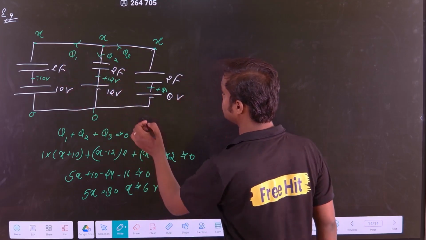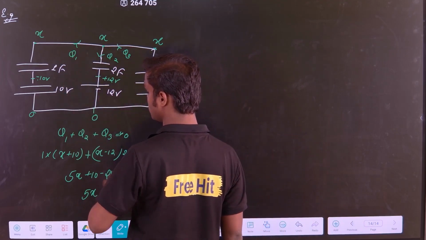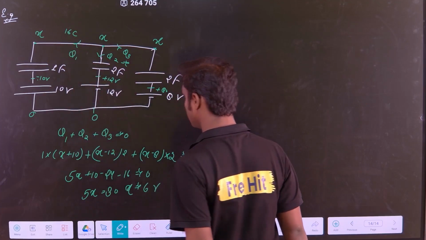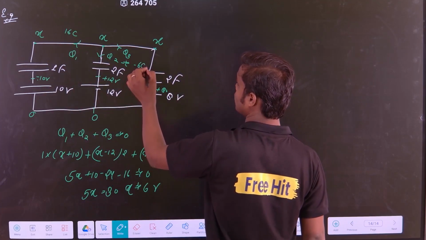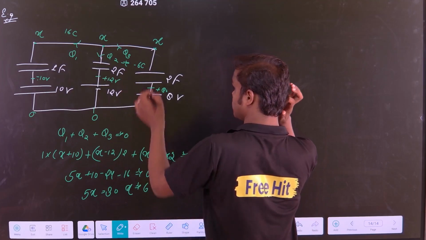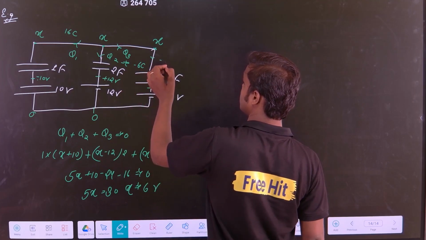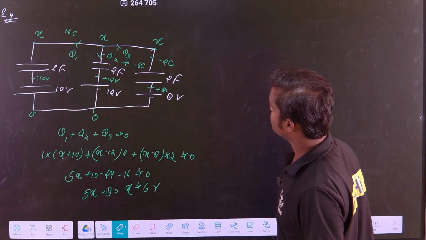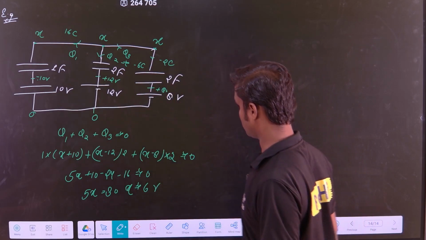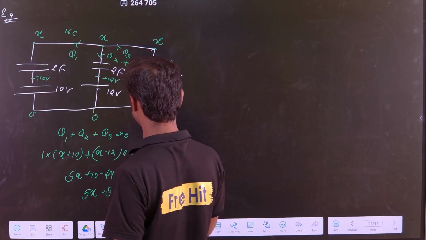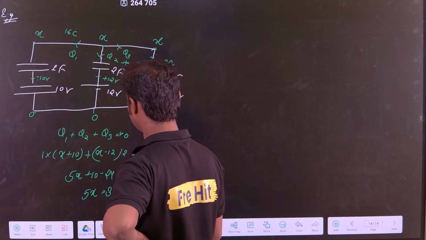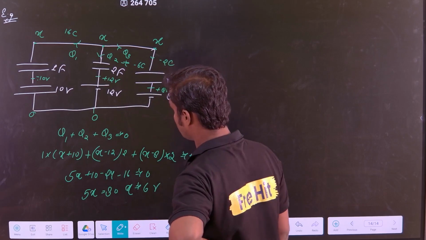Now you can calculate the charges also. What is the charge in this branch? That is 16 coulomb. What is the charge in this branch? That is minus 6 coulomb. And what is the charge in this branch? That is minus 2 coulomb. Correct? But the charge conservation is not valid. Let me see if I made any mistake here.